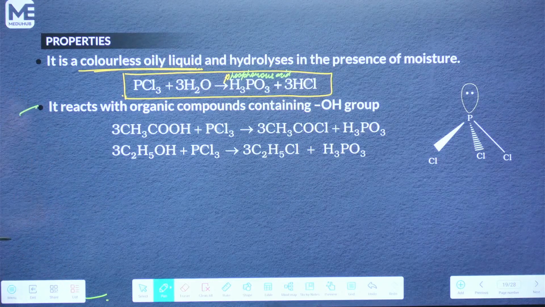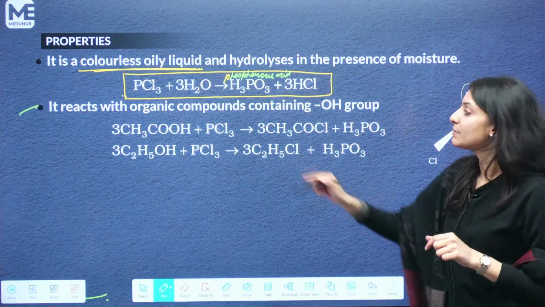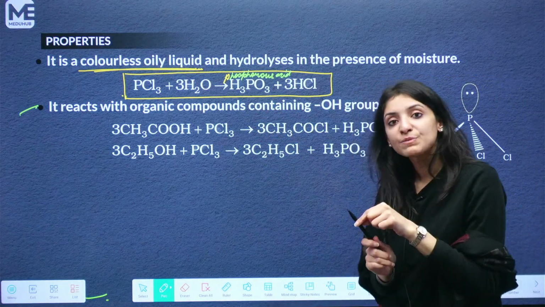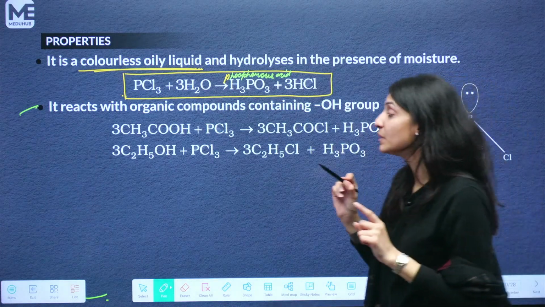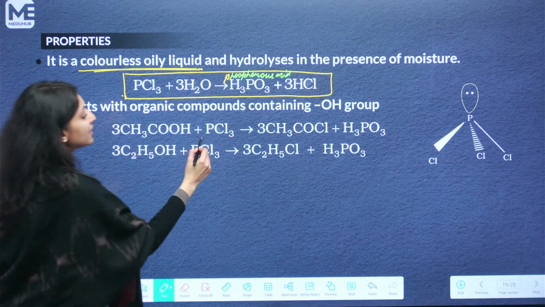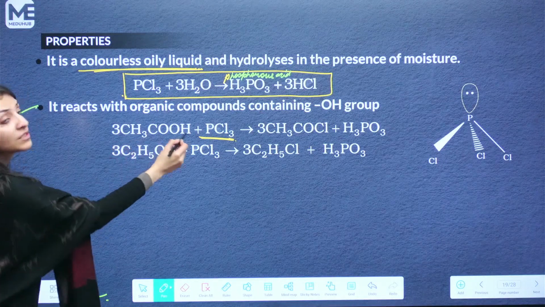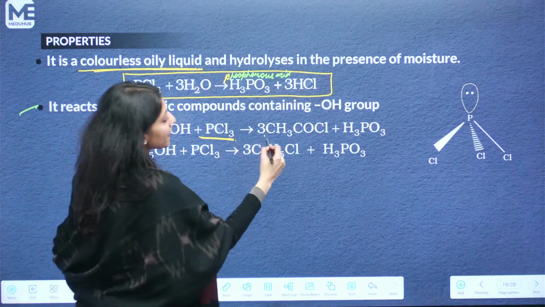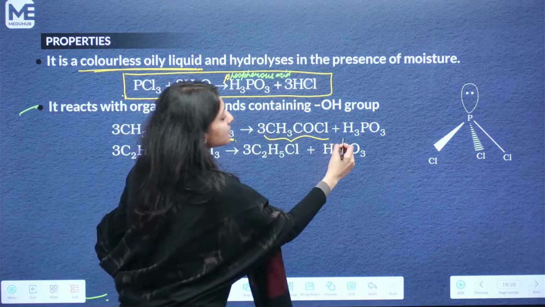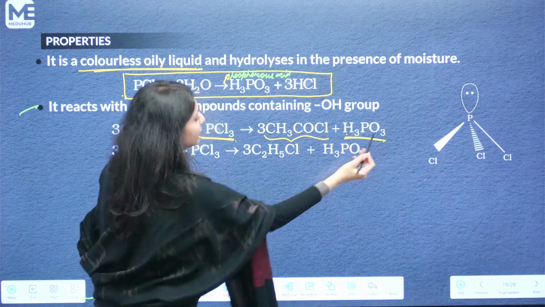The next important reaction is PCl3 reacting with organic compounds. Now these two reactions we have already done in haloalkanes, alcohols and carboxylic acids. So remember, if we had to do a substitution reaction with chlorine, we used PCl3 as one of the agents. So we have acetic acid here, CH3COOH. From this we get CH3COCl, plus we get orthophosphorus acid again, H3PO3.